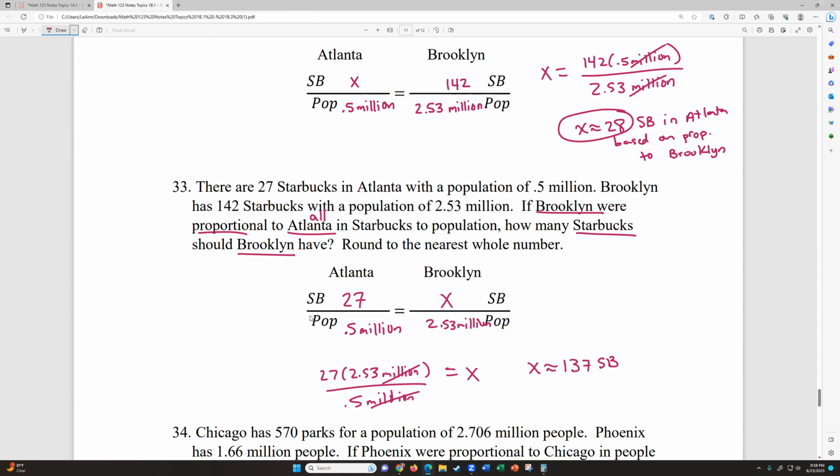Now, that looks a little bit more off, and that's because they have such a larger number of Starbucks. Losing one Starbucks in Atlanta is very much different than how much they would lose in Brooklyn because of the concentration of the Starbucks. They have a lot more there. And this would be Starbucks in Brooklyn based on proportionality to Atlanta. Again, I'm just writing extra information in there for you, just so you can see that number and its relationship to what we would be actually solving for.